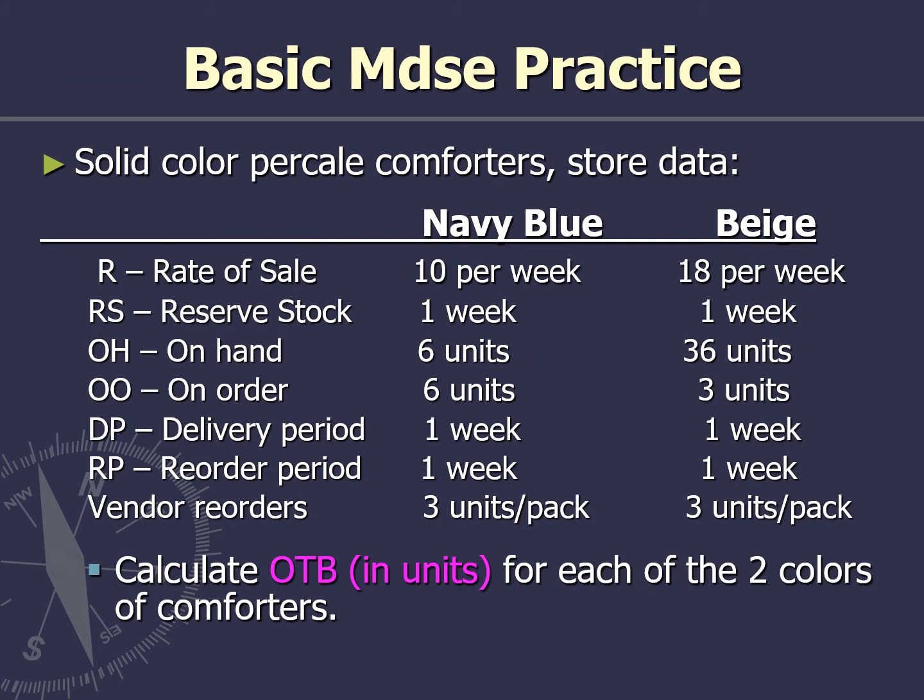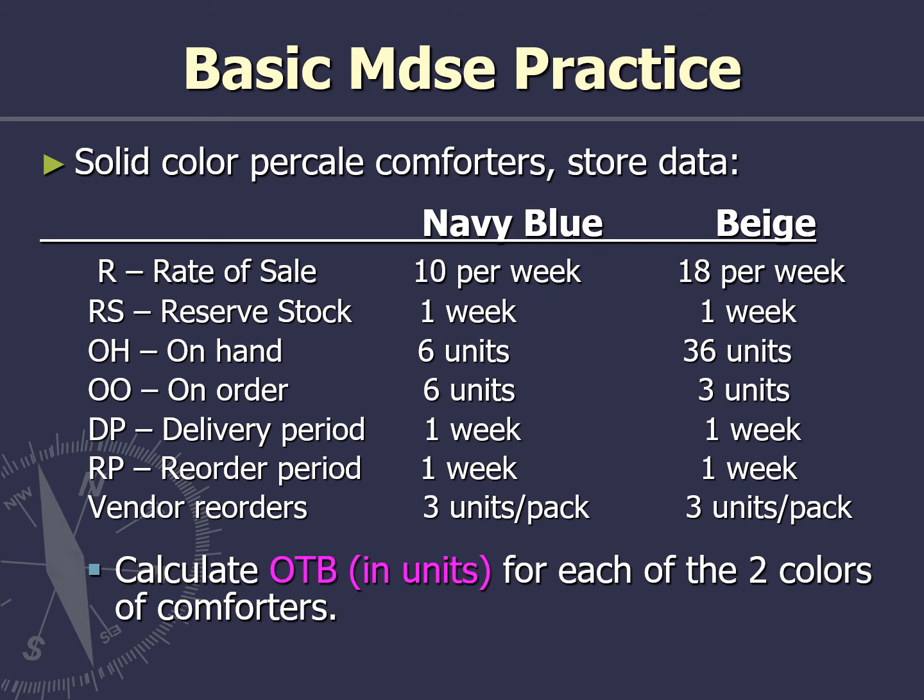Alright, so let's work on another problem. Here we're talking about comforters. Let's say we're the buyer of comforters, and we're using these parameters to decide on our open to buy. So the R, rate of sale: there are 2 different colors of comforter, navy blue and beige. Obviously, beige comforters are selling better than the navy blue according to the data. So 18 per week is the rate of sale for the beige comforter item, whereas for the navy blue comforter item, we can only sell 10 units per week.